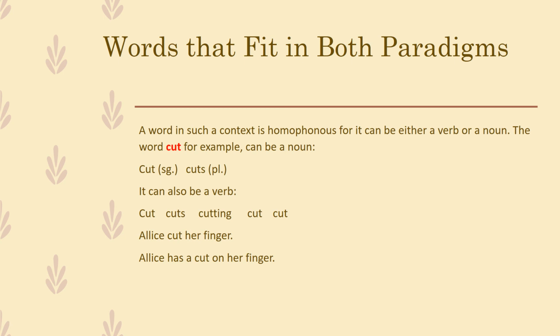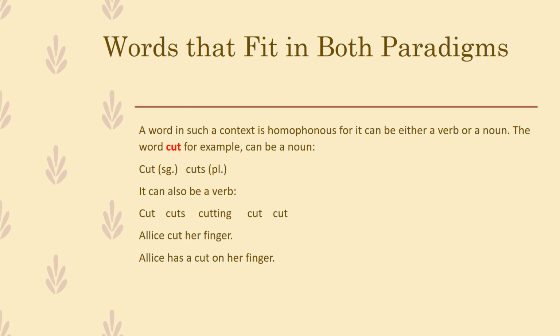Meaning, I will depend on the sentence. Is this cut in the verb slot? Is it treated as a noun or is it treated as a verb? Let us see. For example, Alice cut her finger. Here cut is in the verb place because it is preceded by a subject and it is followed by a complement. Here it is in the past form. Alice cut her finger.